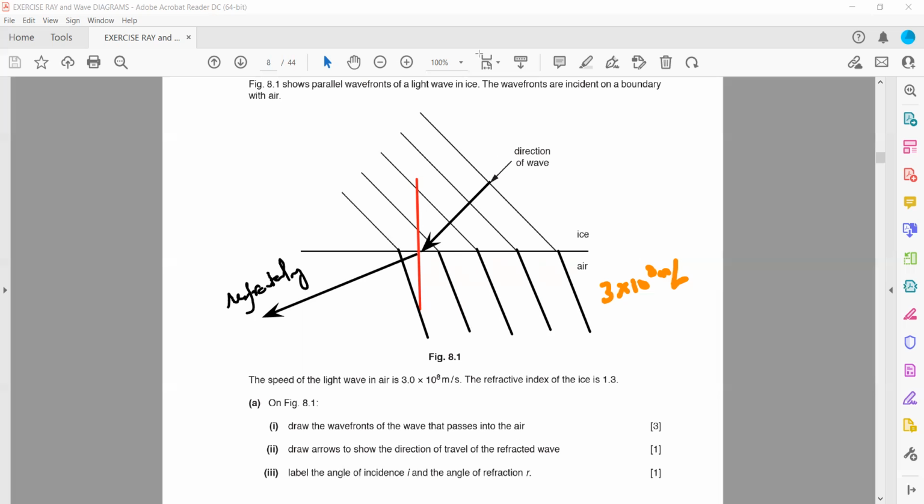Then we have to label the angles, the angle of incidence and angle of refraction. The angle of incidence, with the letter I, is the angle between the direction in which the wave is coming and the normal, and the angle between the direction in which the refracted ray is going and the normal is the angle of refraction.